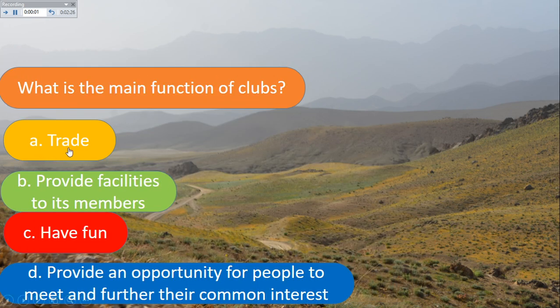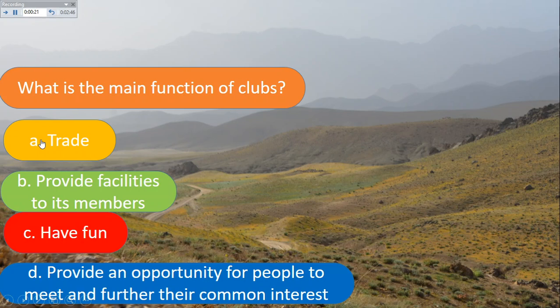So what is the main function of clubs? You can pause the video for some time and figure out the answer. So you have A, trade; B, provide facilities; C, have fun; D, provide an opportunity for people to meet and further their common interests. So let's have a look at the answer.